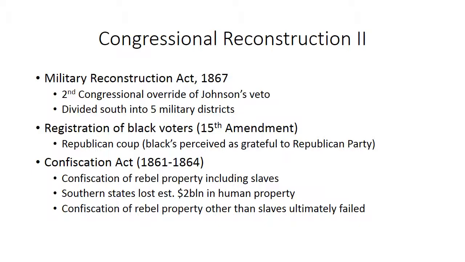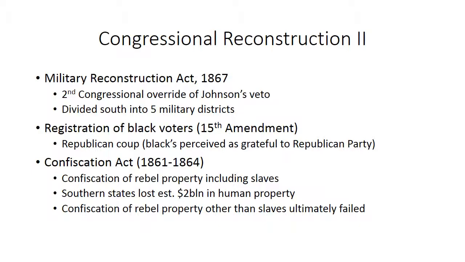Well, the 15th Amendment stipulates that no Americans can be denied the right to vote. Other than, interestingly, in the 15th Amendment, women and Native Americans are not included. Women won't get the vote until 1920, and Native Americans won't get the vote until 1926.